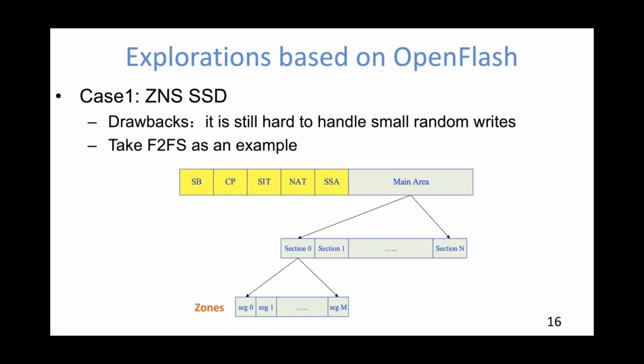However, ZNS SSD still has drawbacks. For example, it is still hard to handle small random writes. Take F2FS as an example. The main area of F2FS is its data area, which can fit into zone layout. However, the metadata area of F2FS, including superblock, checkpoint, NAT tables, incurs small random writes. So this area cannot be placed in sequential zones, as it cannot be only written sequentially.